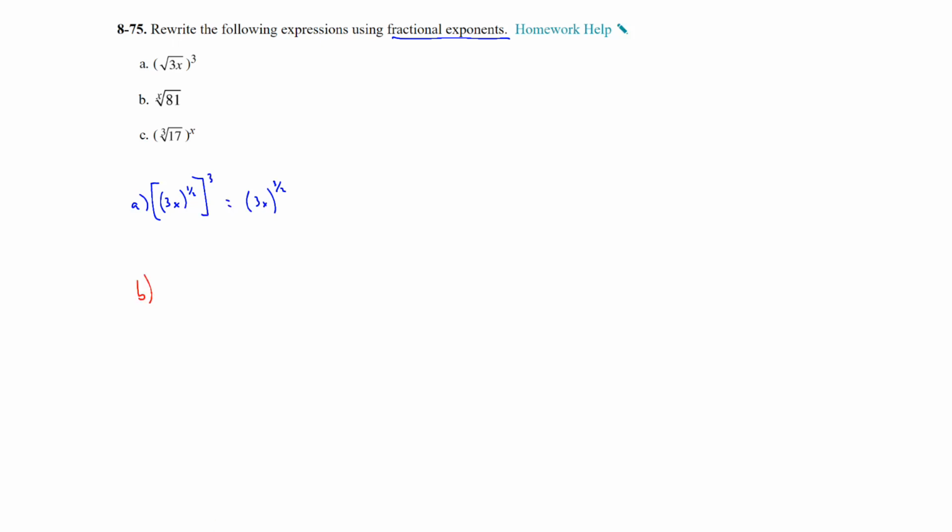On B, you have 81. It is the x root of 81, so 81 raised to the 1 over x. And we don't know what x is, so that's as far as we can go on that one. And once again, it's written as a fractional exponent. And then on C, we have the cube root of 17 raised to the x. So we can rewrite the cube root of 17 as 17 to the 1/3. And then all of that is raised to the x. So that simplifies to 17 raised to the x over 3. You multiply the 1/3 times the x. And so all 3 of those are written as fractional exponents.